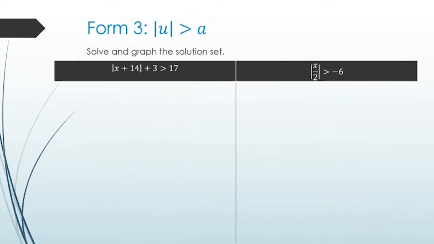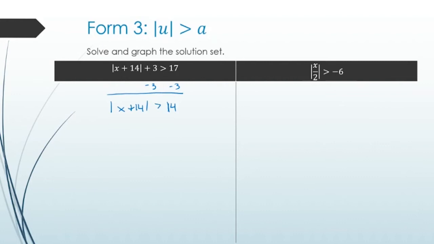Okay, now form 3 where we have the greater than symbol. So I've got two possibilities here. First one, again, because before I do anything, I have to get the absolute value by itself. So I have to subtract the 3 from both sides first. So that gives me the absolute value of x plus 14 is greater than 14, because 17 minus 3 is 14.